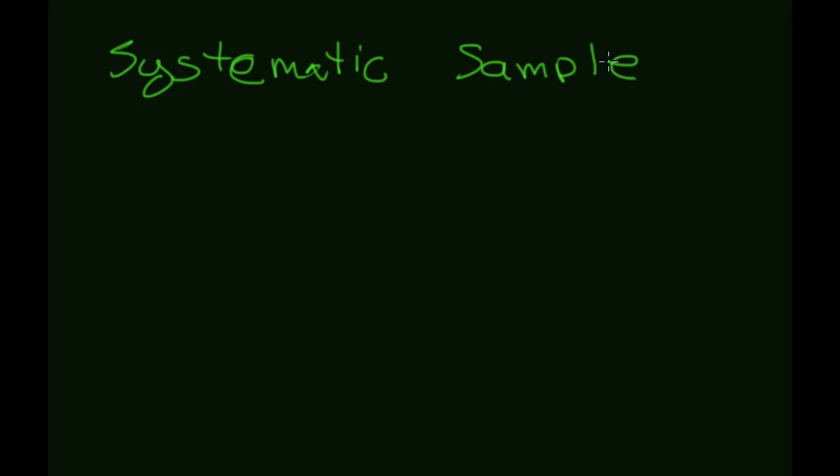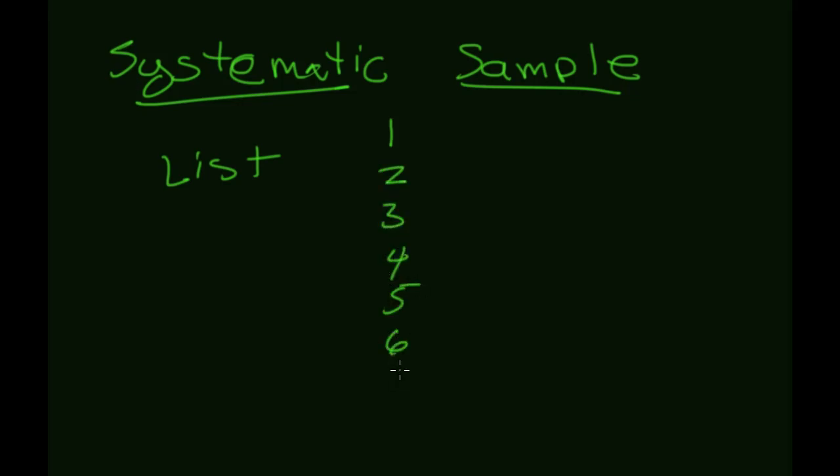And with a systematic sample, basically you make a list, 1, 2, 3, 4, 5, 6, 100, whatever, of the entire population. And then you say, I'm going to start somewhere on this list. I'm going to start with item number 2. And then I am going to pick every so many people on the list.